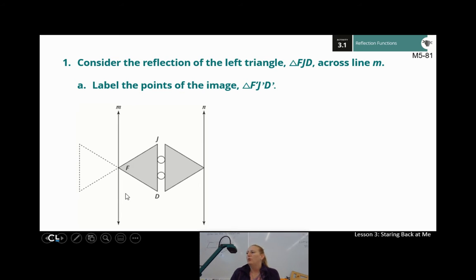So when I fold along line M and I flip this over here, this point, instead of being F, becomes F prime. This point becomes J prime. And this point, when I flip it over, becomes D prime. Awesome.